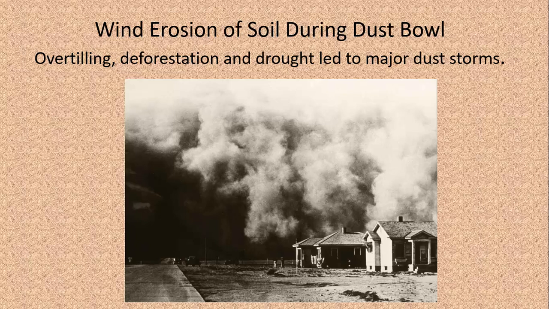During the Dust Bowl, that's a classic example of wind erosion that we saw. The Dust Bowl occurred in the Midwestern U.S. and the Western states also, and that was because there was a lot of different things going on. There was overtilling, there was deforestation, and then drought, which led to major dust storms occurring in these regions.